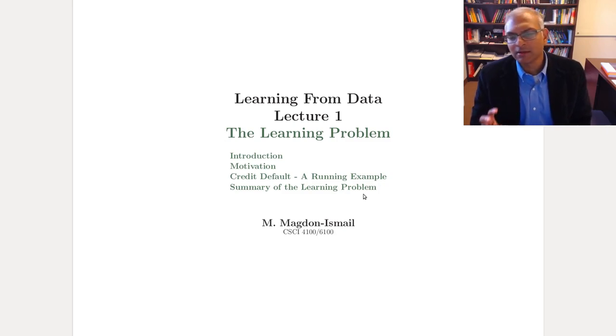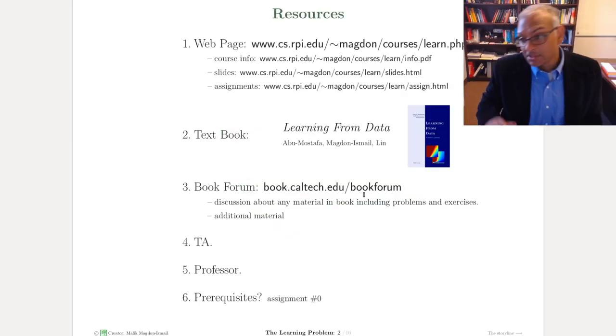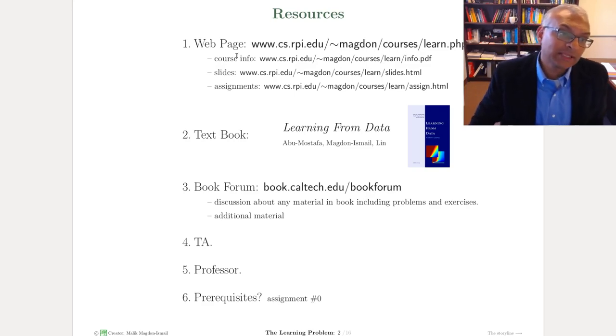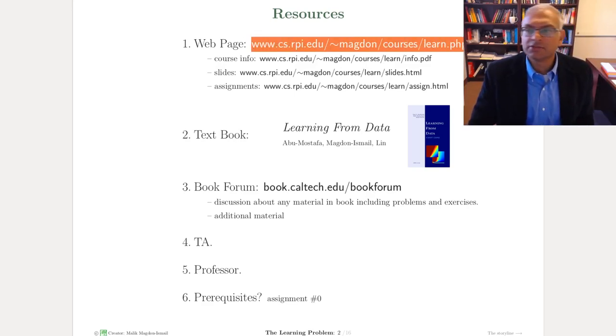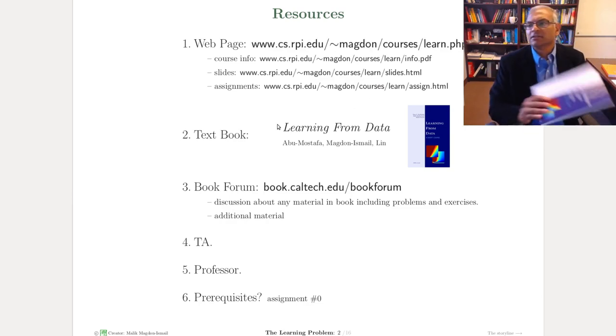Before we begin, formally speaking, let's go through a little bit of the administrative stuff and what are the resources that are available to you to succeed in this course. So the main resource is the course webpage. Okay, and on this webpage, you will find everything that you need to succeed in this course, including the course information, slides, assignments, due dates, link to submitting where you can hand in the assignments, and so on and so forth. The textbook for the class is Learning from Data.